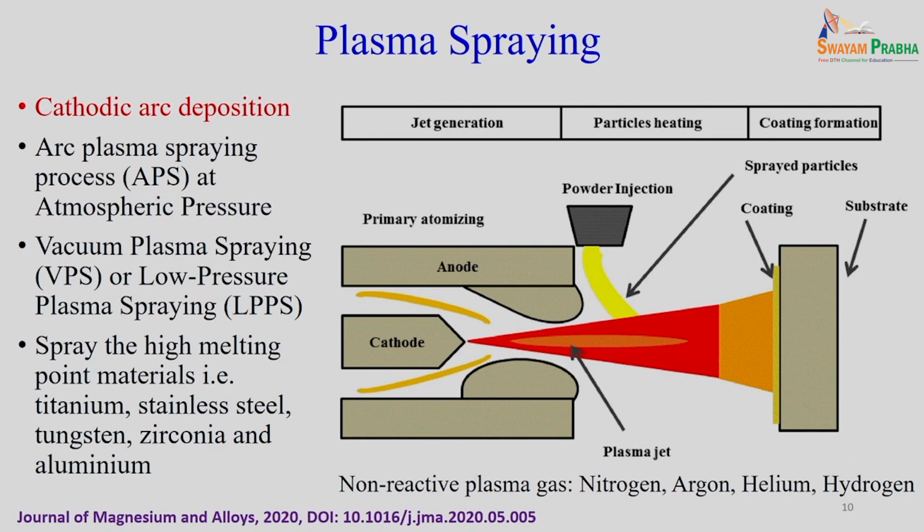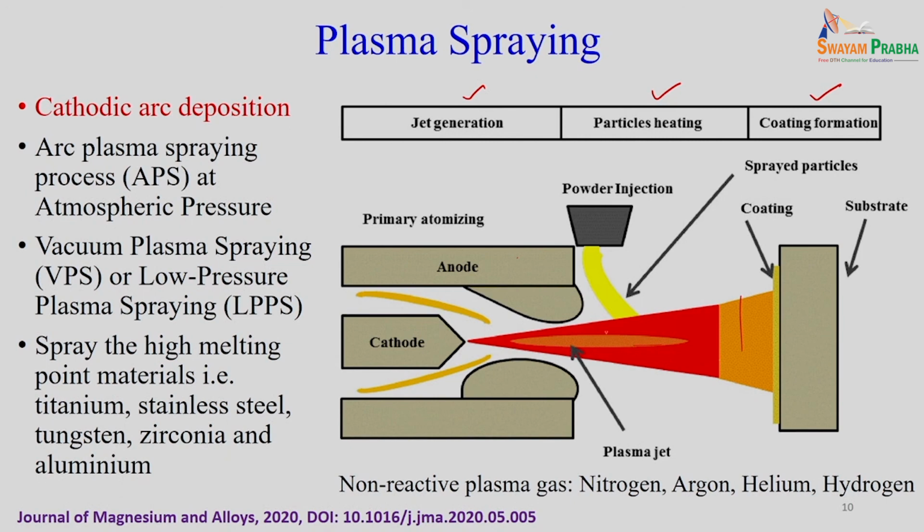In the physical, first we will discuss plasma spraying. So, here you can see this is your substrate and this is where the coating is taking place. Here you have the anode and cathode, and this is your powder material which you are going to inject, and with the plasma it is coming and getting deposited on the surface. So, this is like a jet generation, then particle heating, then coating formation. These are the three major steps here.